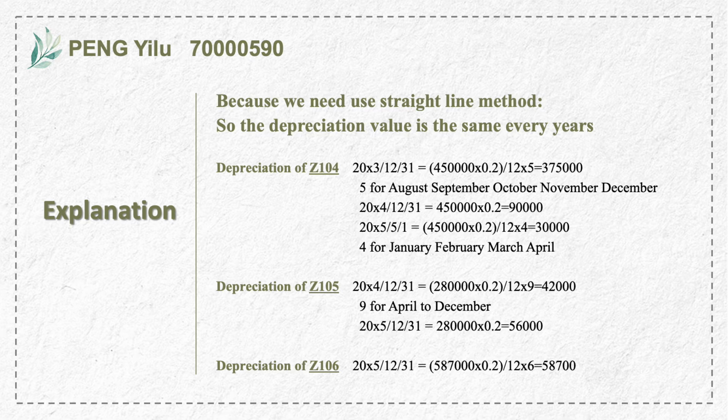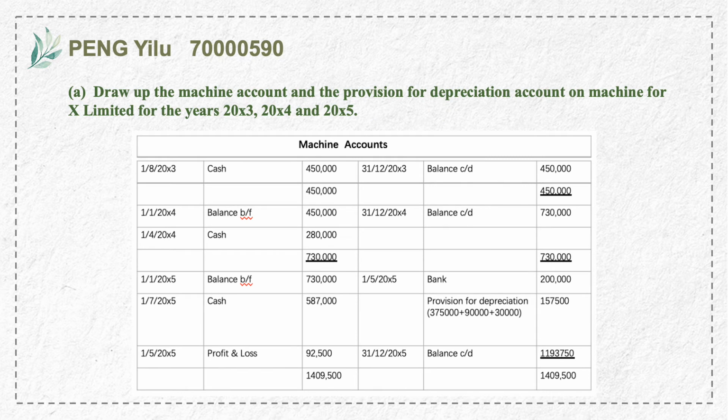The last depreciation of Z106 on 31 December 2000 X5 equals 587,000 times 0.2, then divided by 12, then times 6, which equals 58,700. Question A. Draw up the machine account and the provision for depreciation account on machine for X Limited for the years 2000 X3, 2000 X4, and 2000 X5.